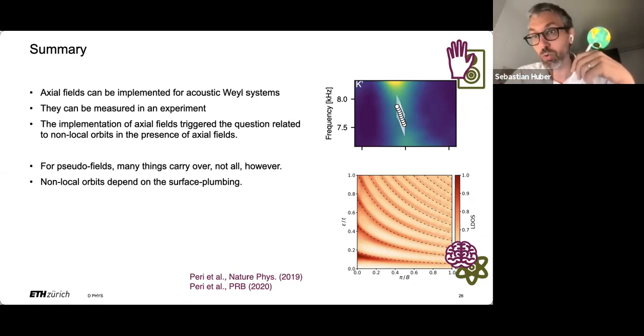That's why I don't show you results on the non-local orbits, because I can launch a wave packet on one side of my sample. It makes it about halfway. I see. Yeah. Makes sense.